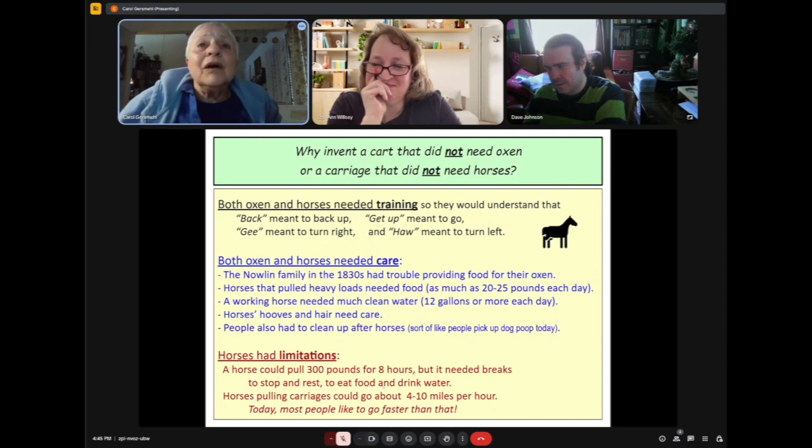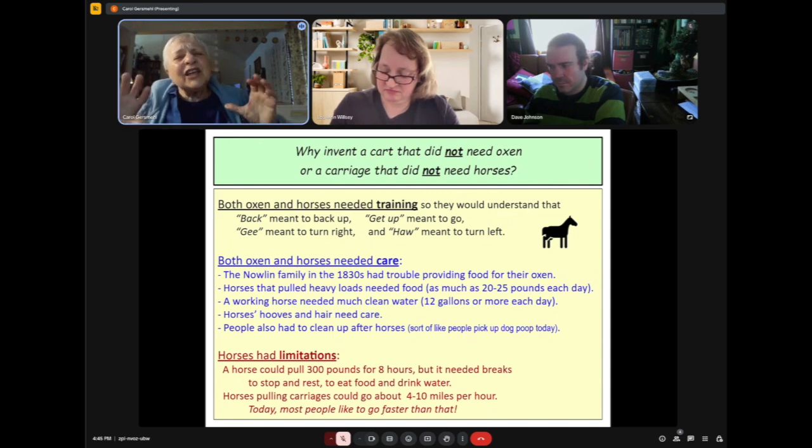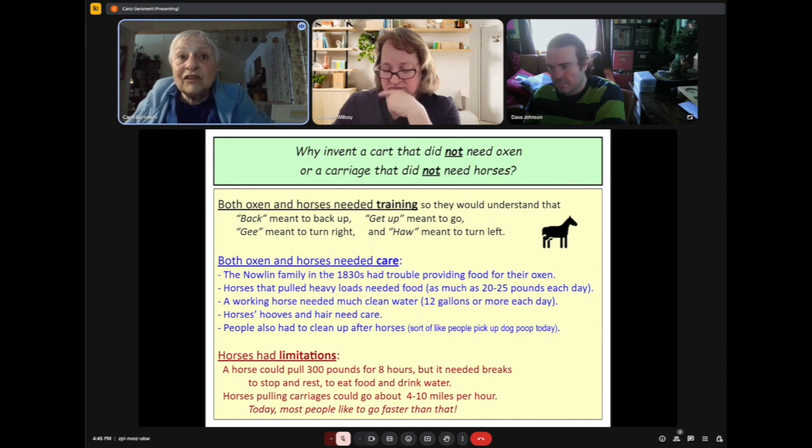Horses also had limitations. Yeah, they could work for 8 hours a day, but they needed to take breaks. They had to stop and rest. And it's not like you go to the filling station and get gas a couple times a week or once a week. That horse had to eat food and drink water at several times during the day. He just had to stop.